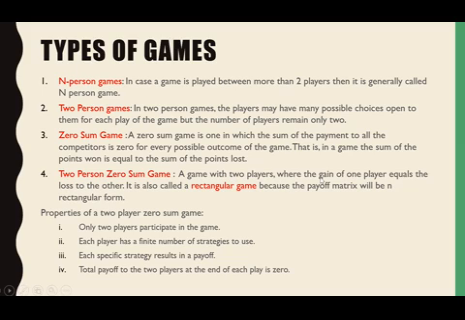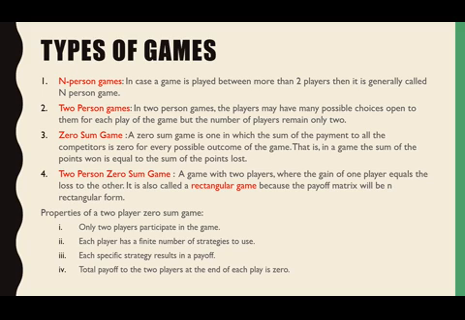A game with two players where the gain of one player equals the loss of the other is called a two-person zero sum game. We call this game also a rectangular game because the payoff matrix will be in rectangular form. All my strategies will be on the rows and all your strategies will be on the columns. So how does the matrix look? It is a rectangular matrix. Therefore, I call it a rectangular game.